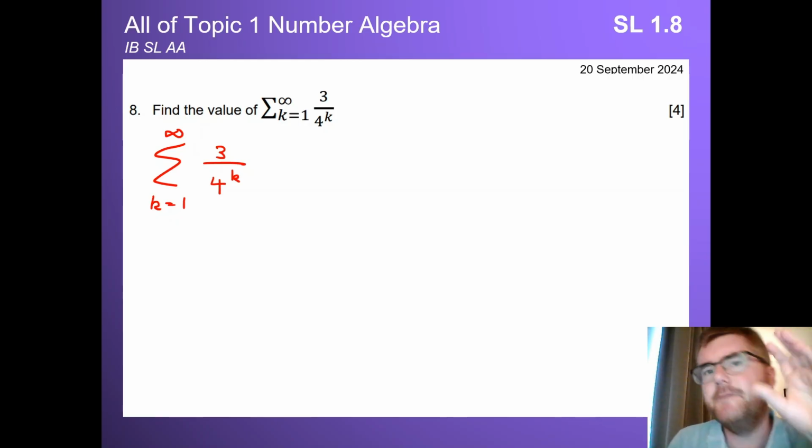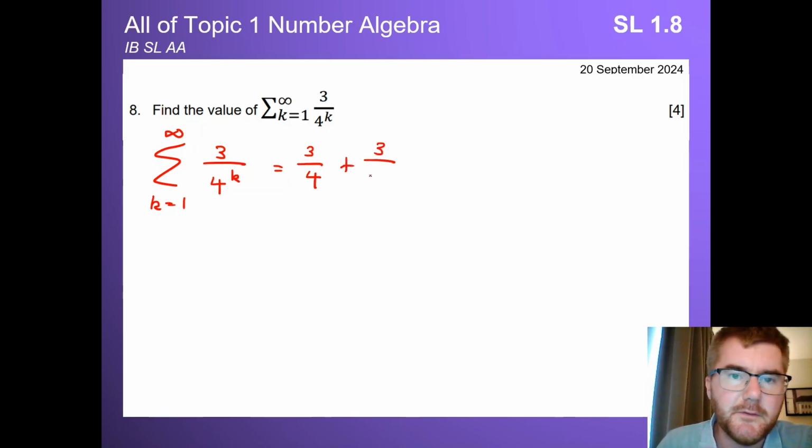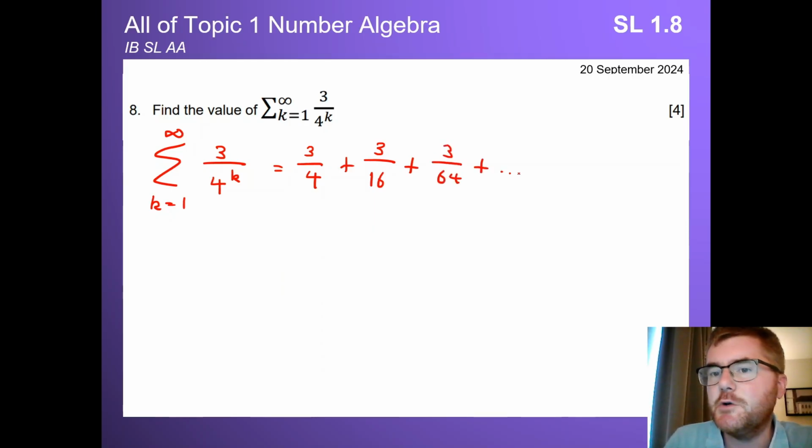Now, when students get confused with sigma notation, what I like to do is just write out the first few terms. So when k is equal to 1, that just gives us 3/4. And then we're going to have, when k is 2, 4 squared on the bottom, which is 16, 3 over 64, and so on. So it goes on like this.